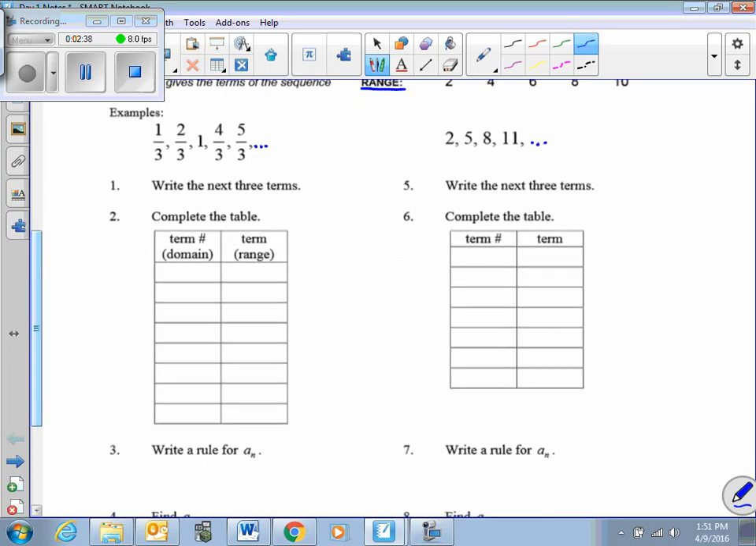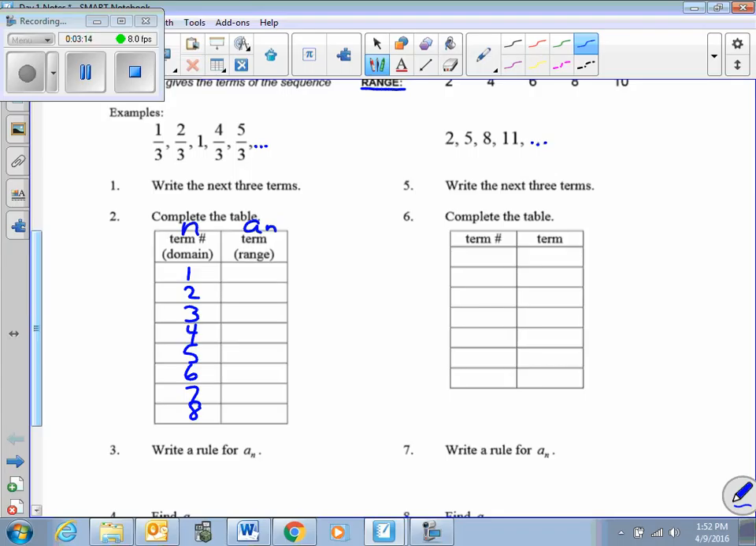So let's see what we can do to complete the table. The term number, remember, is our domain, and I like to label it n. Usually we think of domain as an x value, but for purposes of sequences, I like to use n. And the term, of course, is a sub n. So let's fill in what we have here: 1, 2, 3, 4, 5, 6, 7, 8. It says write the next 3 terms, so I've only got to get up to 8.